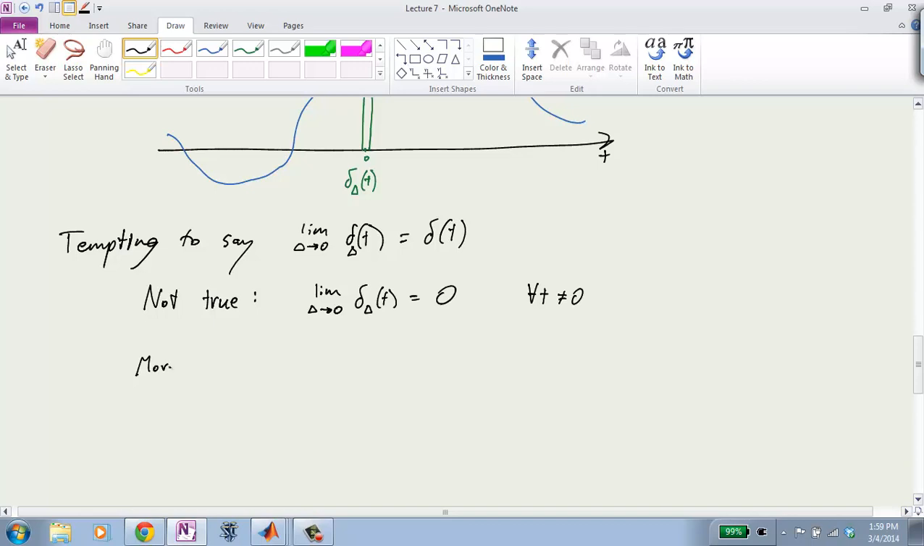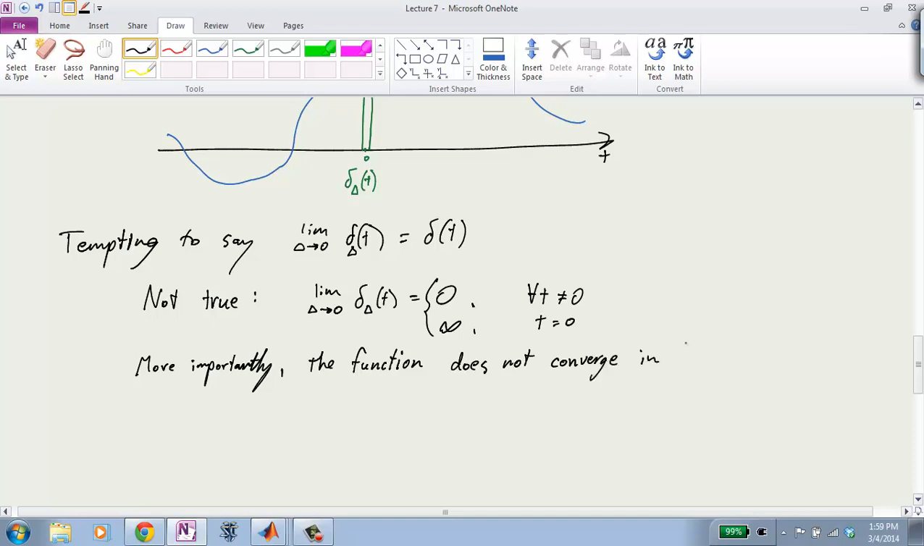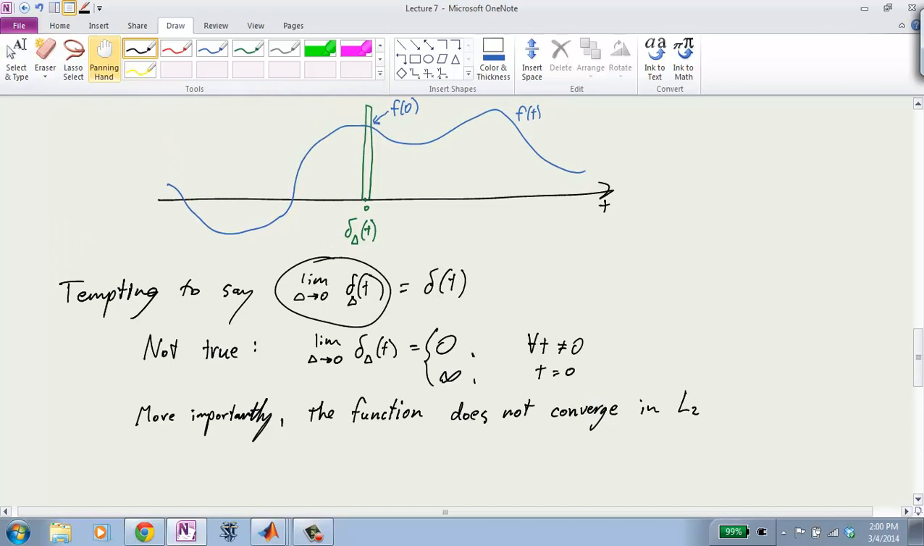More importantly, the function does not converge in L2. L2 means the energy of the error. There's no limit where you could say that as cap delta gets smaller, the error goes to 0 in energy. That's not true. So there's no real good way to define this quantity. But what we do have is a notion of a delta function where we can understand how it behaves under the integral. Now, there is an actual precise way to do this.